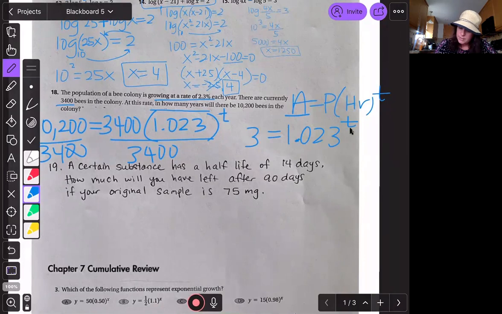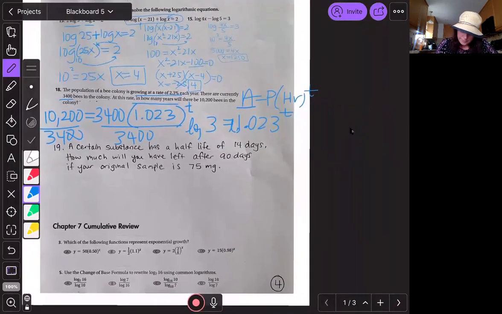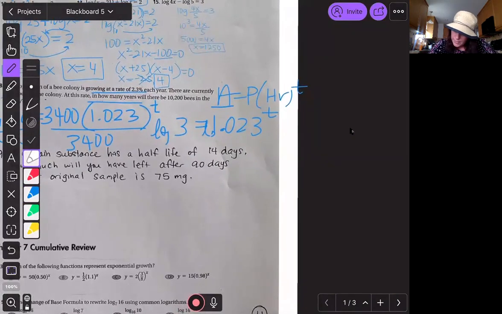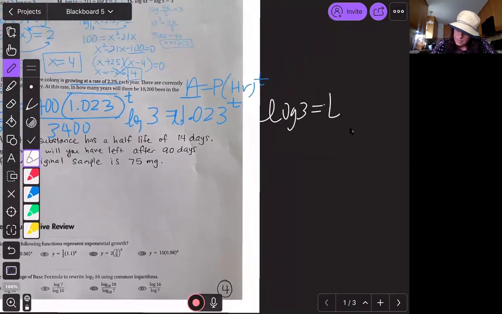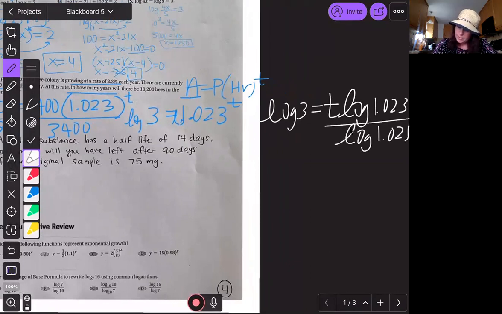In order to solve an exponential equation, we're going to take the log of both sides. I'm running out of room here. All right, so I'm going to go over here. So I have the log of 3 equals, I'm going to bring the t down, log of 1.023, and then we're going to divide by the log of 1.023 to the other side.